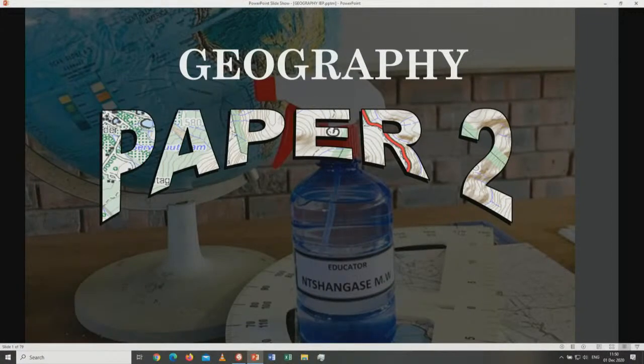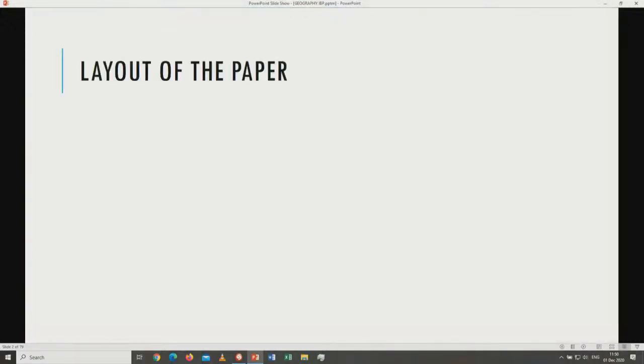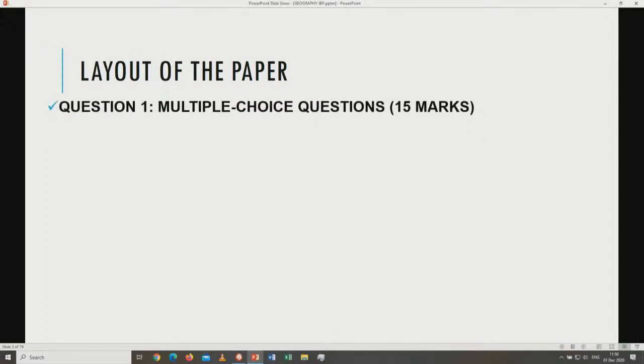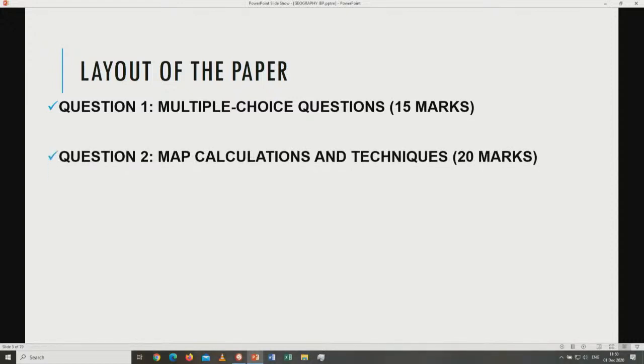So I'm going to go straight to the paper, grade 12. The first thing that I want to start with is the layout of the paper. Your paper will first have a multiple choice question, which is out of 15 marks. And then you will have map work and calculations, map calculations and techniques, which is 20 marks. That is where you need mostly your rulers, your protractor, and your pencils, because you will be using the maps.